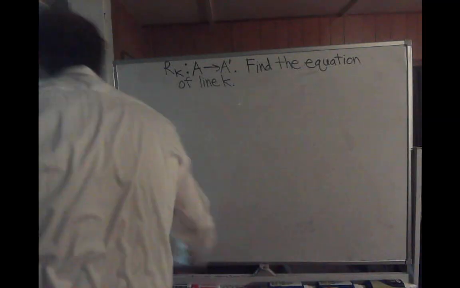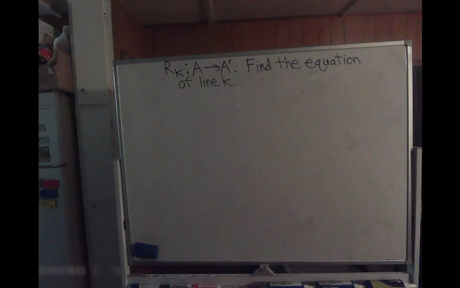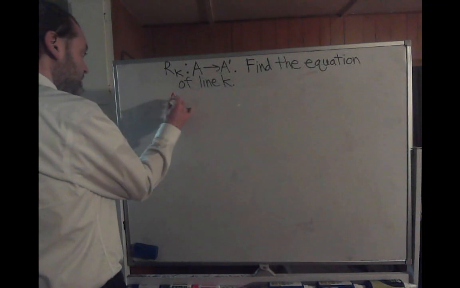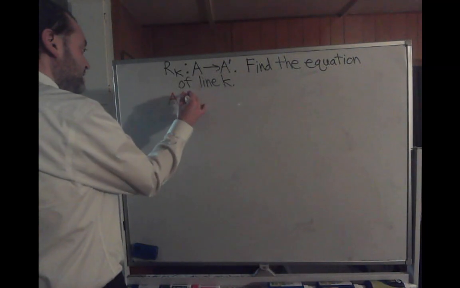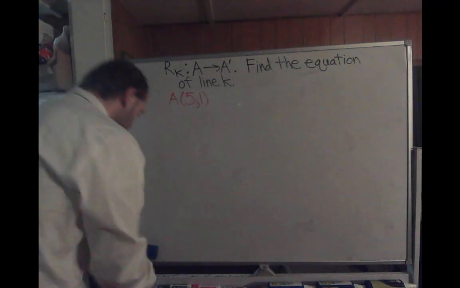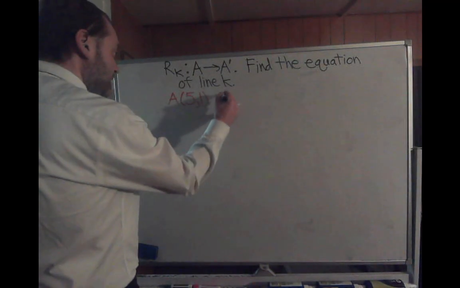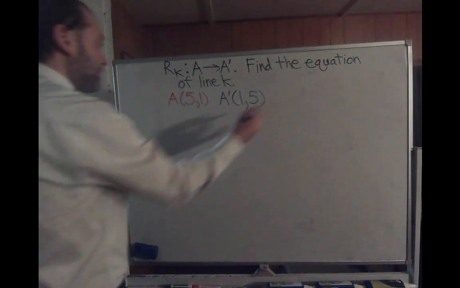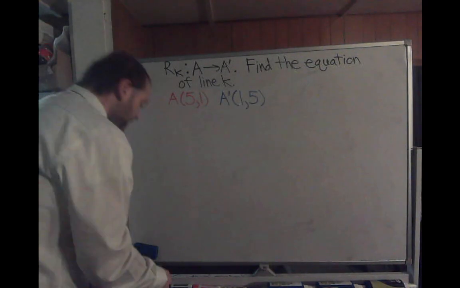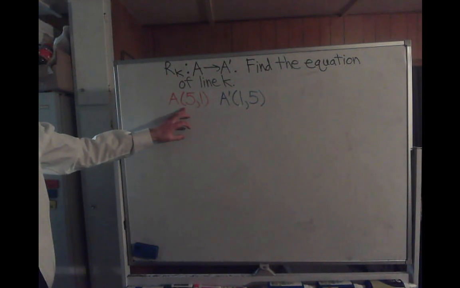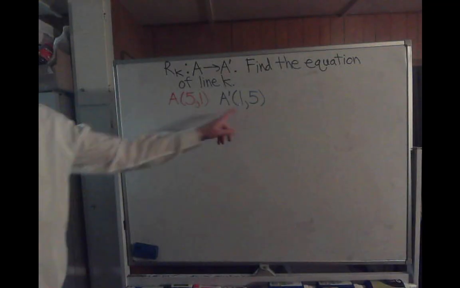Alright, what if we have the point A at (5, 1), and A prime would be at the point (1, 5). So the reflection through K of point A, (5, 1), yields A prime, (1, 5).